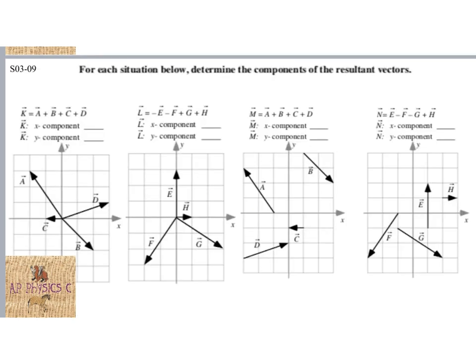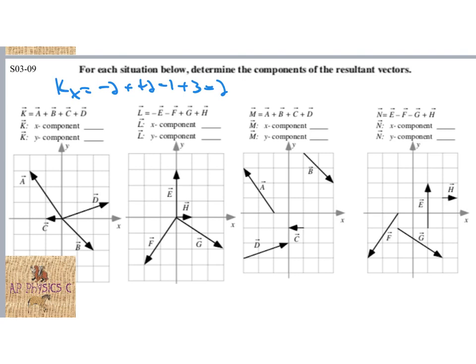For each situation below, determine the components of the resultant vectors. So take a moment, put it on pause, and see what you come up with. Looking at this first one, k is a plus b plus c plus d, so kx is going to be ax plus bx plus cx plus dx, but ax is minus 2, and bx is plus 2, and cx is minus 1, and dx is plus 3. So we get minus 2, plus 2, minus 1, plus 3, which is just 2.